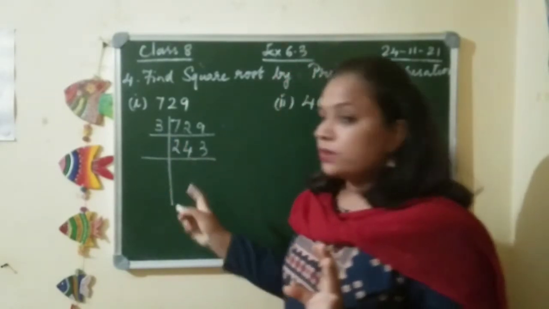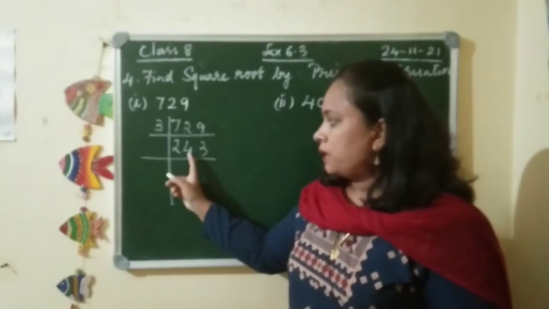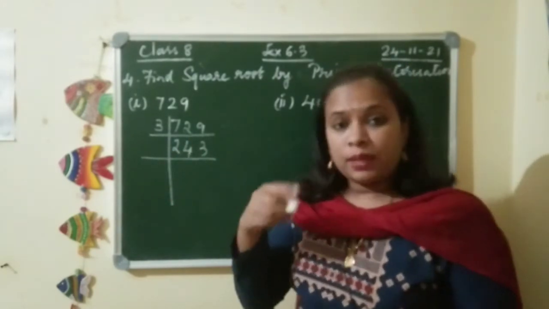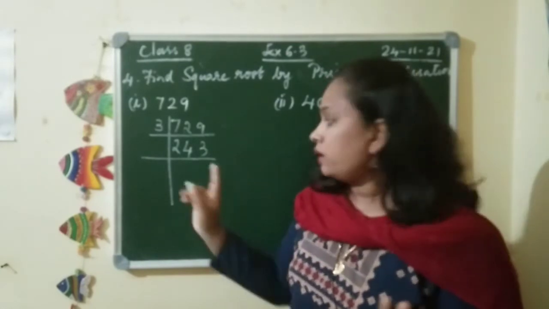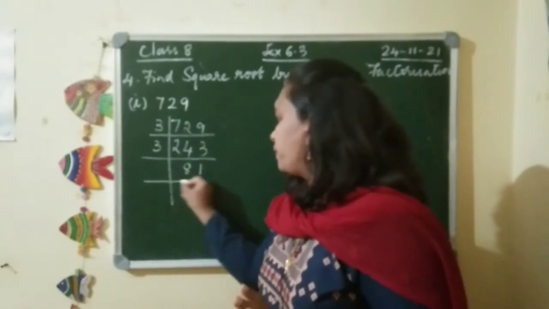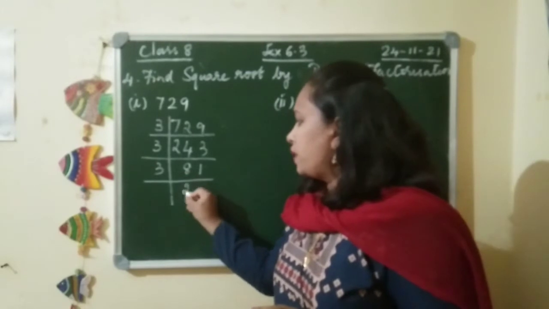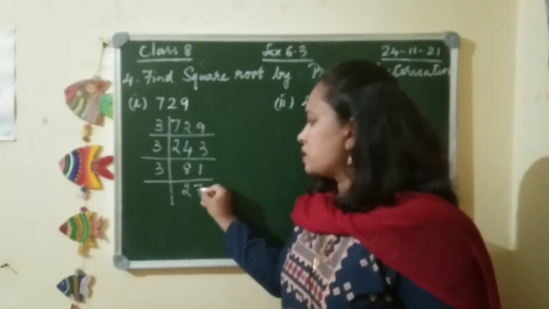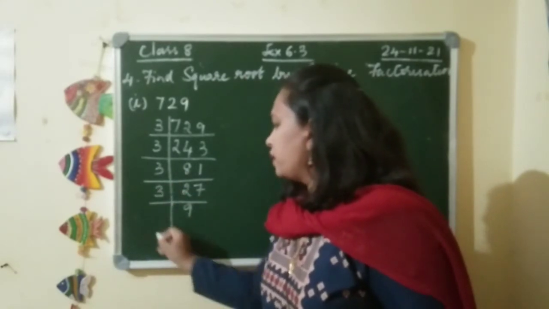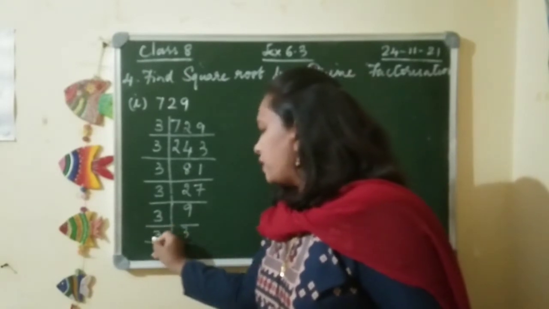Next, 243 is also divisible by 3. How to check the divisibility test for 3? You should add each digit. 2 plus 4 is 6, 6 plus 3 is 9. So 9 is a multiple of 3, so it is divisible by 3. Now next, 81. 3 eights are 24 and here 1. Next, 3 twos are 6 and 2 remains, so 27. Next, 3 nines are 27. Then next, 3 threes are 9 and 3 ones are 3.